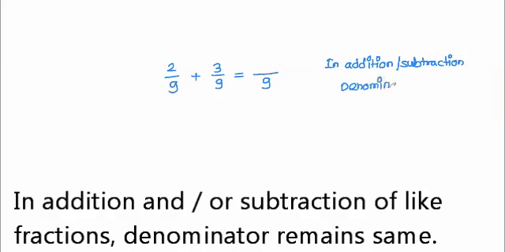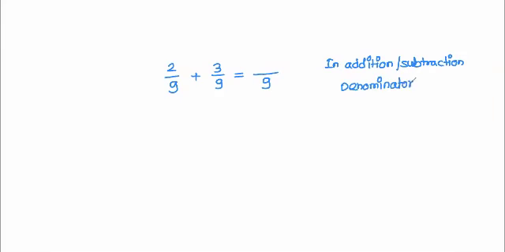The denominator stays the same. It does not change. So the denominator stays the same, 9, and we only add the numerators. So 2 plus 3 is 5, 5 upon 9. In the same way, if I have 5 upon 9 minus 2 upon 9, the denominator will stay the same as 9. 5 minus 2 is 3.